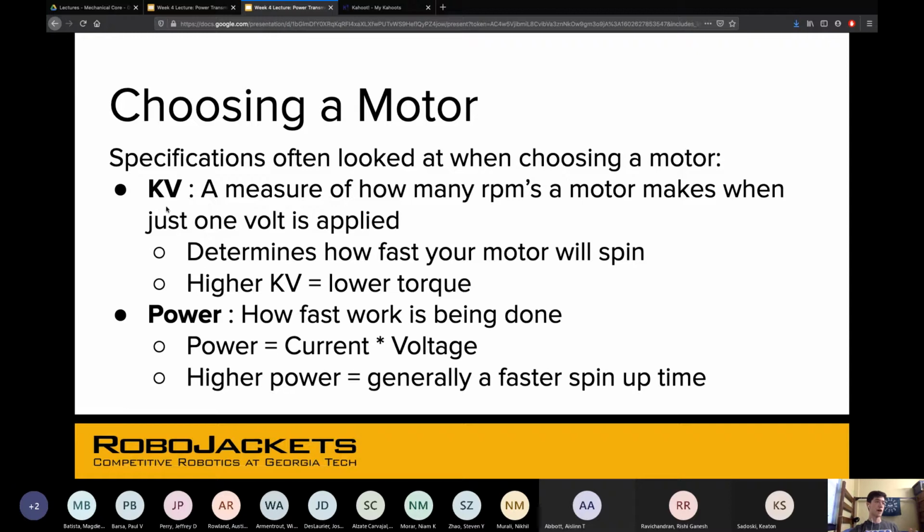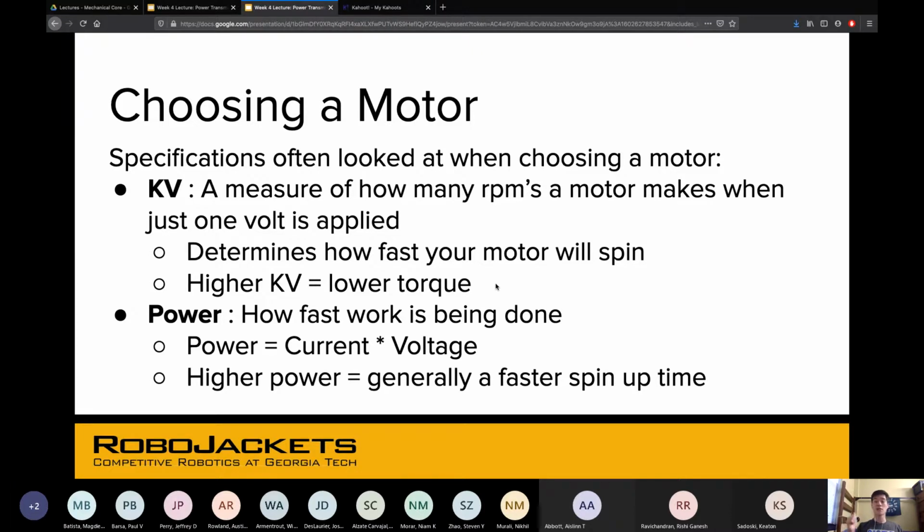So when you have a higher kV, you've got a higher spin rate, which means lower torque. So speed and torque are inversely related. So when one goes up, the other one goes down. To think about speed and torque, if you're hammering a nail into a wall, speed is how often you hit that hammer. Torque would be how hard you're hitting the nail.